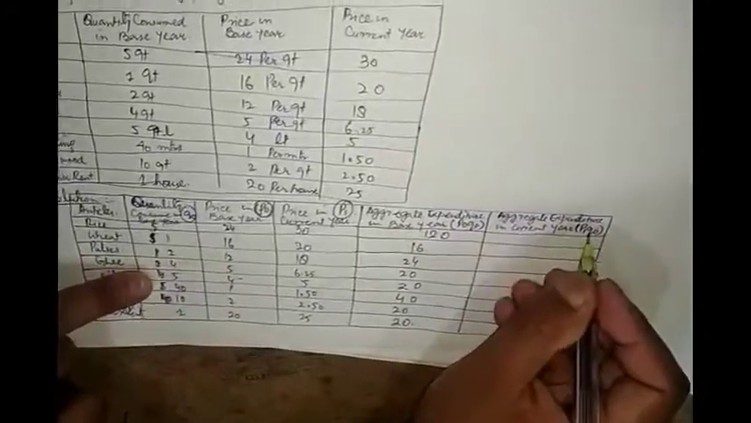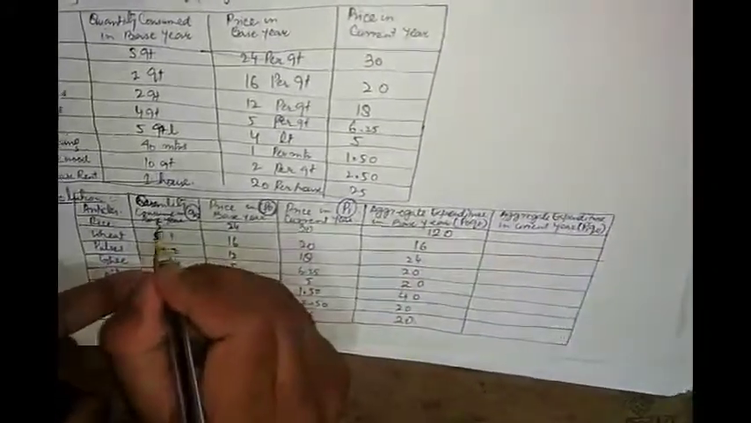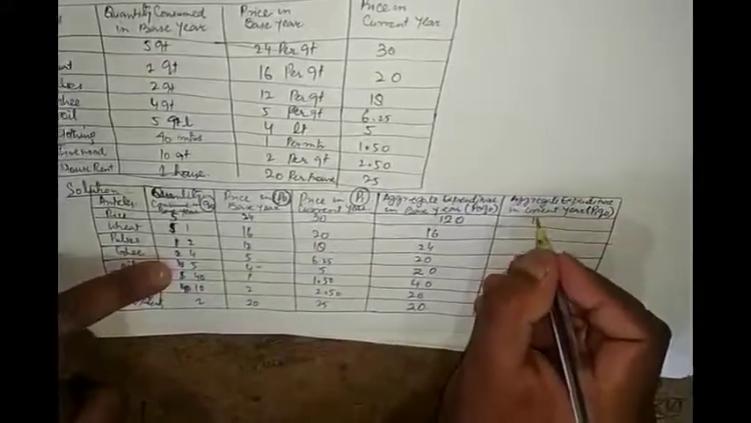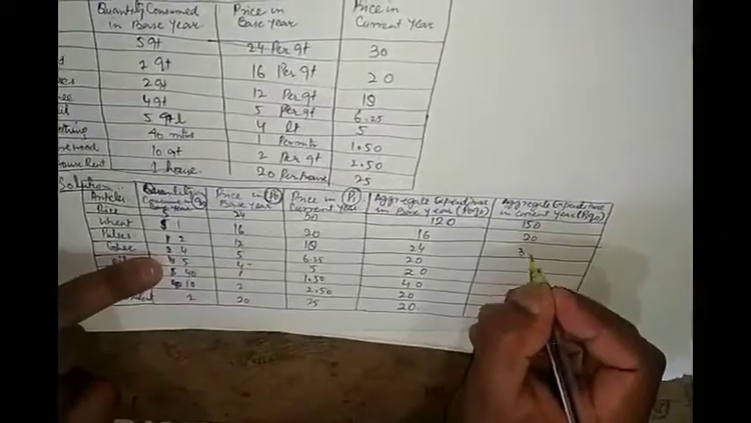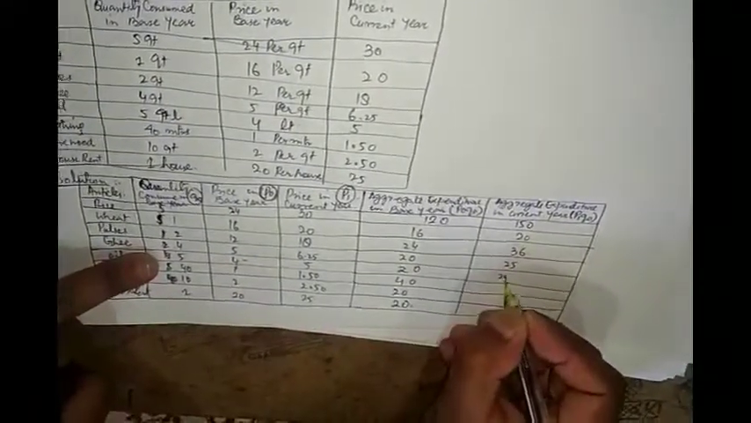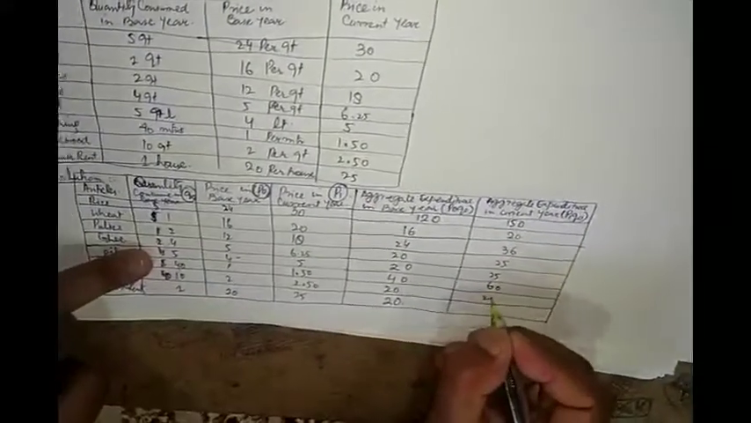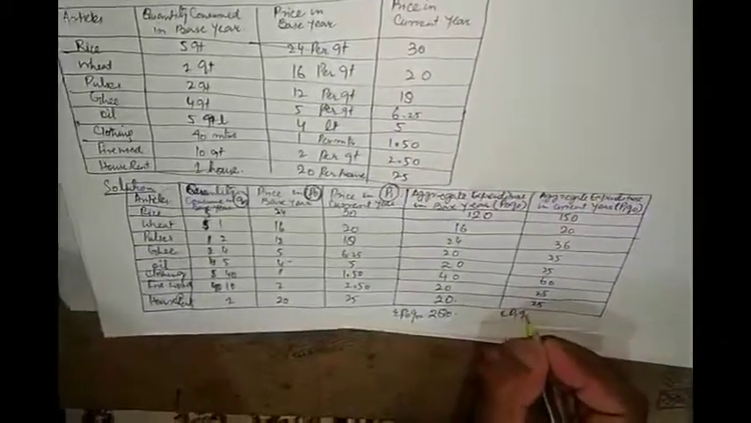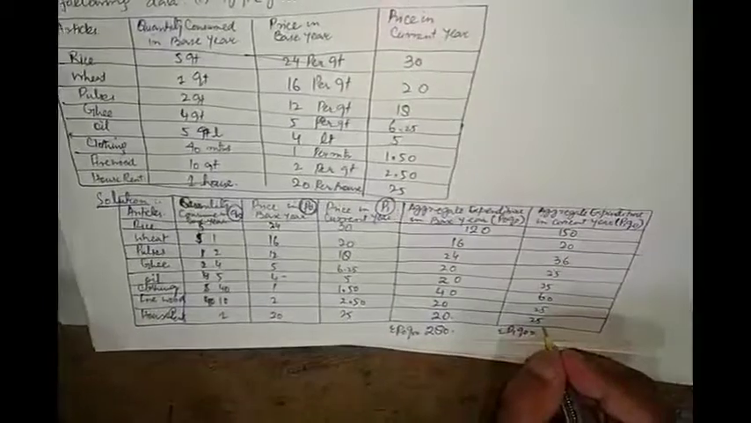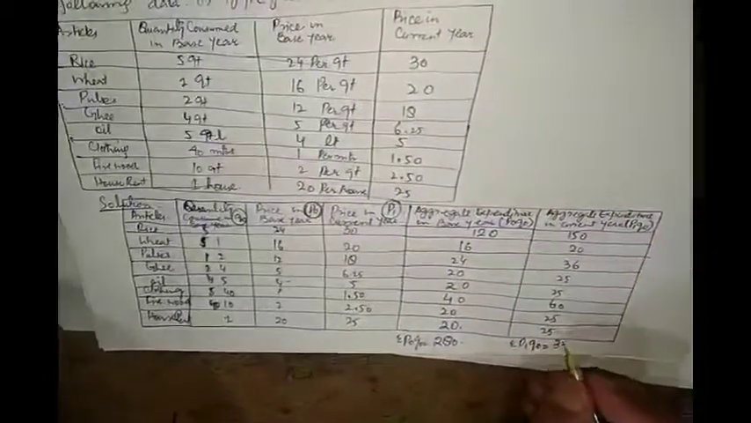Now P1 Q0: 5 30s are 150, 20, 36, 25, 25. Summation of P0 Q0, we sum these, it comes to 280. Summation of P1 Q0 comes to 366.